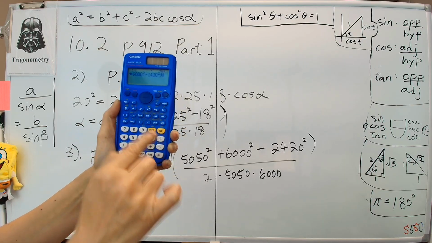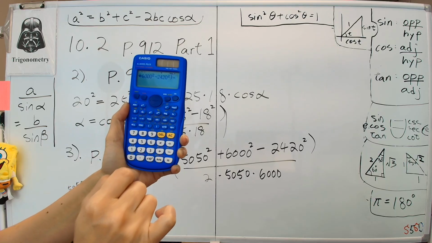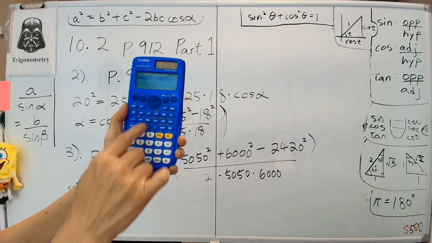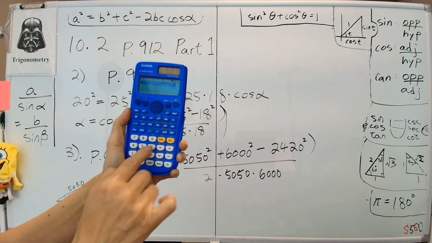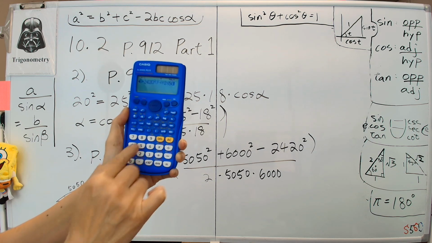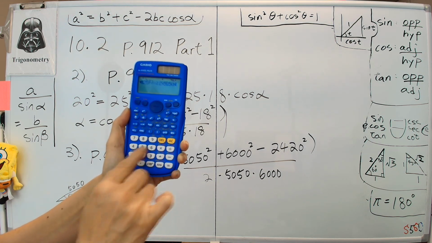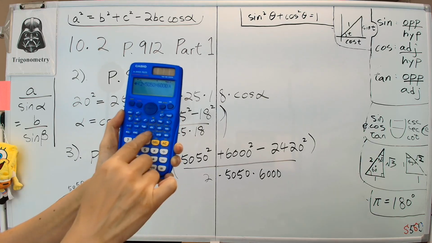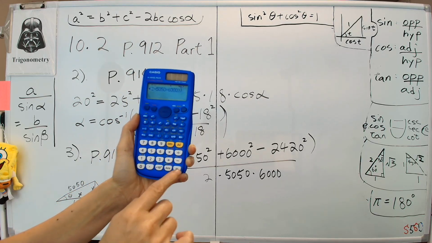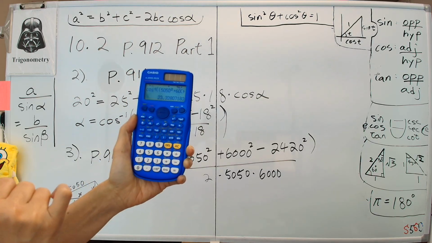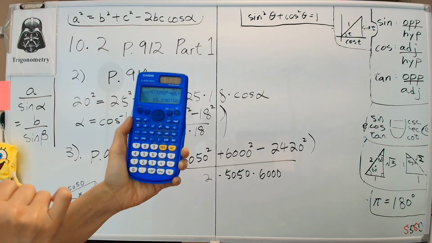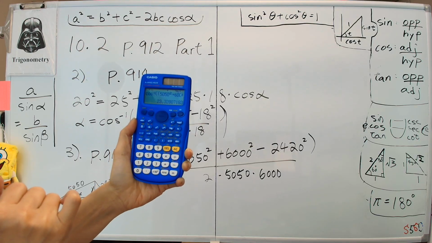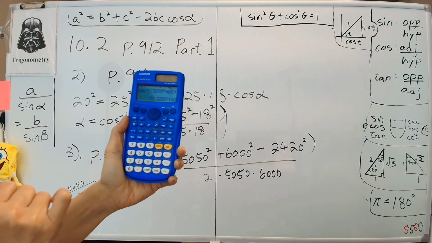And then close parentheses, then divide by what's on the bottom: parentheses again, 2 times 5050 times 6000, and then close parentheses, and then close parentheses again. That's for the cosine inverse, and that should give us something. Theta is 23 degrees.